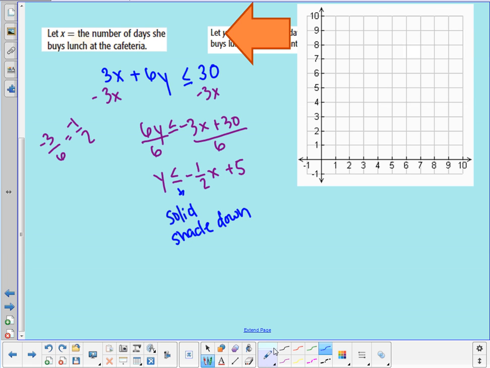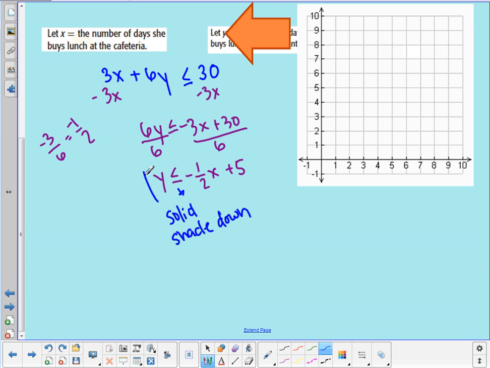All right, so let's go ahead and put this on our coordinate plane. You've got a coordinate plane there. It only has the first quadrant because we're talking about the number of days she's going to buy lunch. You can't have negative days. So we don't need to worry about quadrants 2, 3, and 4 because those all represent negative values in some way. And we can't have a negative number of days. So we're only going to look at the first quadrant.